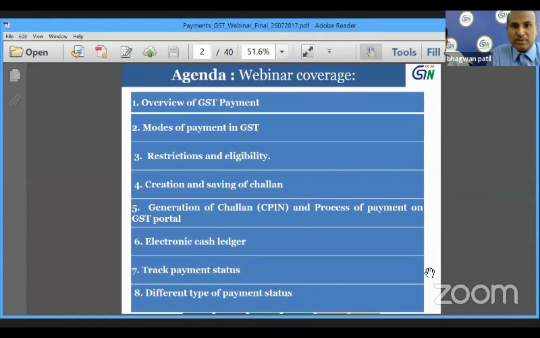So we'll go to the overview. Chapter 10 of the CGST Act deals with the payment process of tax. Section 49 envisages payment of goods and service tax, interest, penalty, fee and other amounts. Section 50 deals with imposition of interest on delayed payment of tax. Section 51 pertains to tax deduction at source, or TDS, what is normally called. And section 52 pertains to tax collection at source.